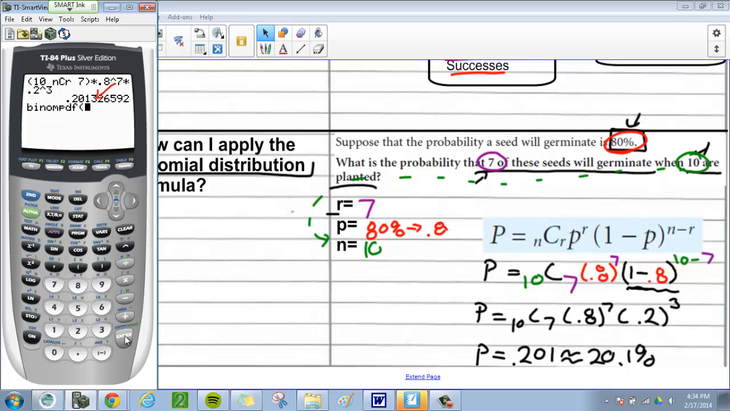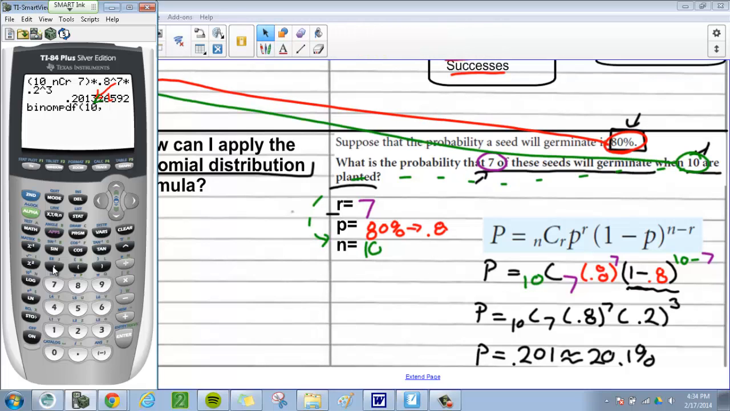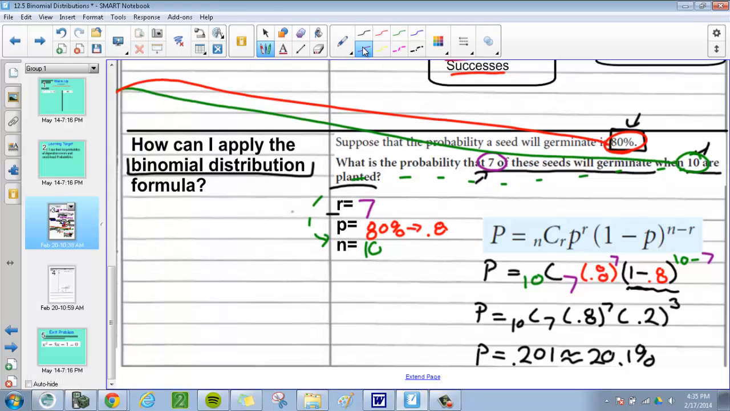This is what you have to put in here. First, you have to put in how many trials. In this situation, we had 10 trials, right? So that's the first thing you put in there, the 10, and then you push comma. Then, in the middle, you put in the probability of success. The probability of success is 0.8 in our situation, and you put a comma after that. And then how many successes did you get in that situation? That was our 7.